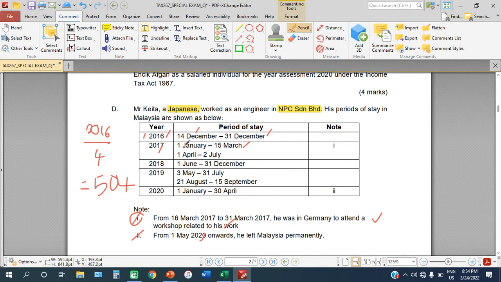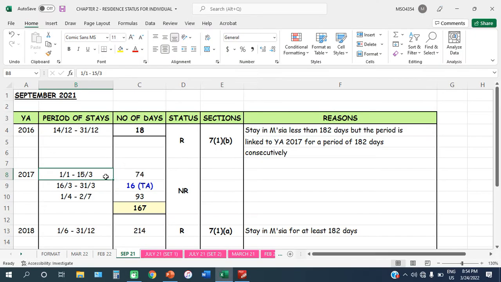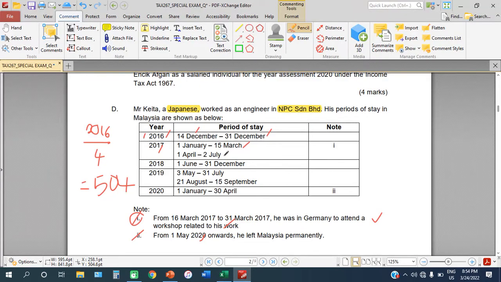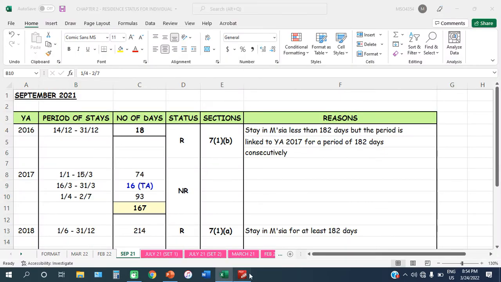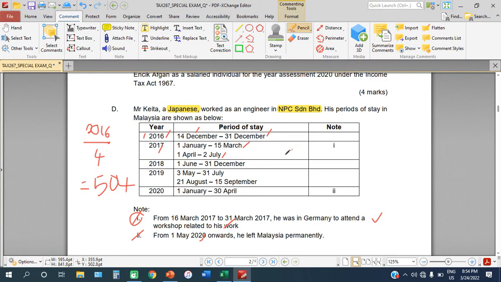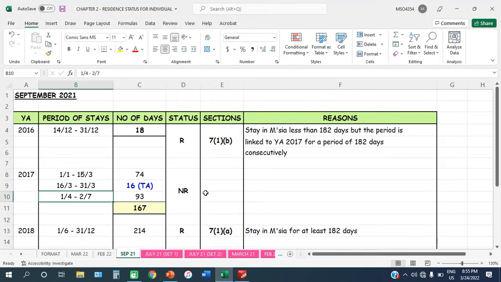Okay, so look at here. Okay, so TA 16 March until 31st March, right? Okay, record here. Alright, next, what else? Okay, one more. 1st April to 2nd July. So record here. Okay, any more for 2017? Done. Note number 1 also done. Okay, let's calculate our number of days. Okay, start from the first row here, guys. 2017 is not leap year, isn't it? So February is 28 days.